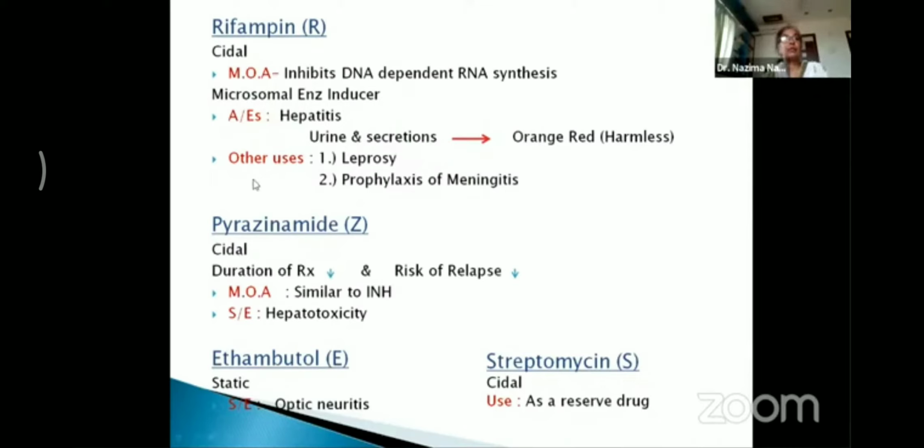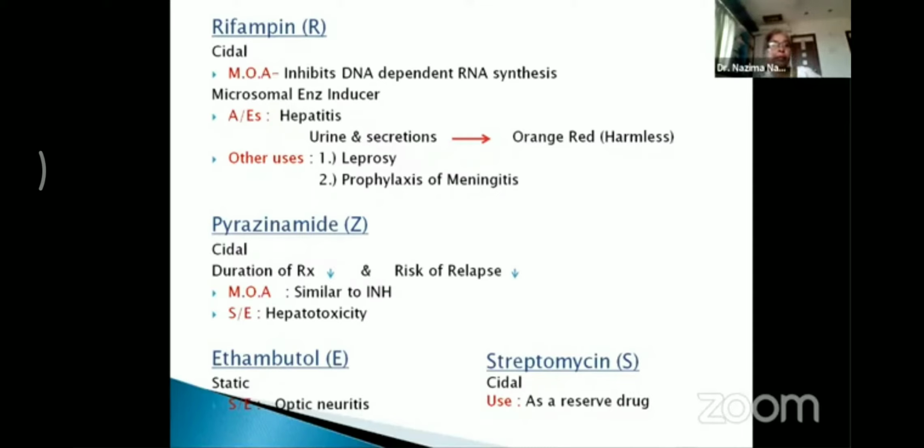The other uses of rifampicin are in case of leprosy as a second line drug and in the prophylaxis of meningitis. These are the uses of rifampicin. Coming to pyrazinamide. Now, pyrazinamide again is having a bactericidal action. Now, when this drug is added to the regimen, the duration of treatment is reduced, as well as the risk of relapse again is reduced. So, therefore, this drug is included in the therapy for tuberculosis.